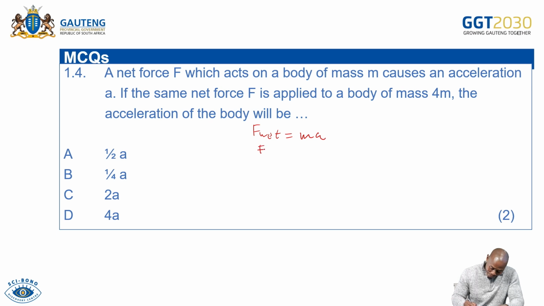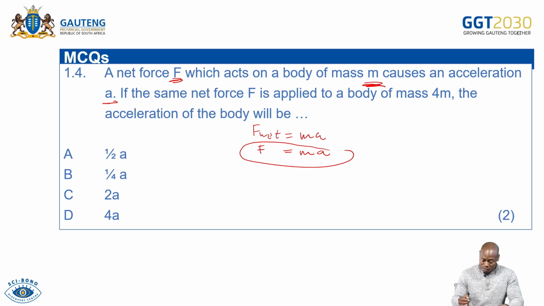Is F, right? What is our mass? We are told it's M. So our net force is F, our mass is M, and our acceleration is A. So we are having F equals Ma. Then what is the original acceleration? I'm making A the subject of the formula. So A will be F over M, right?